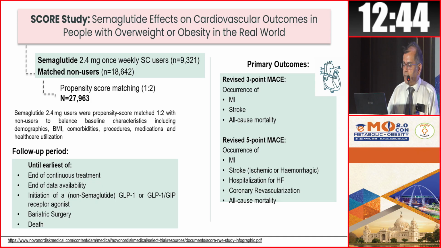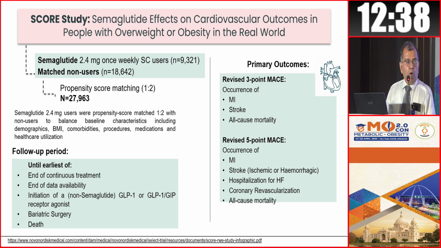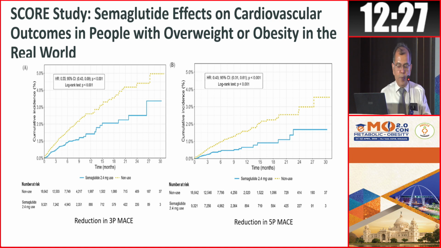The primary outcomes were obviously the 3-point MACE and a revised 5-point MACE, which means the occurrence of MI, stroke, hospitalization for heart failure, coronary revascularization, and all-cause mortality. So what did they see here? There was a significant improvement in the 3-point MACE, around a 45% reduction, and also something like a 57% reduction of the 5-point MACE. And this was in a real-world scenario. So obviously, this real-world data validates what we found in the SELECT trial.